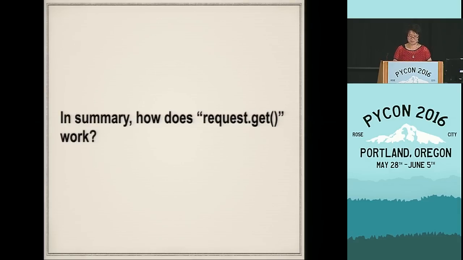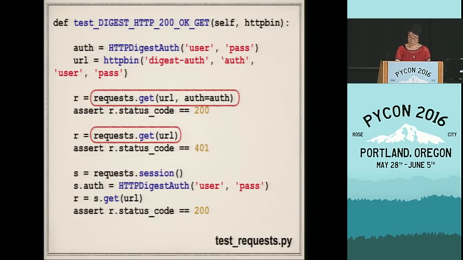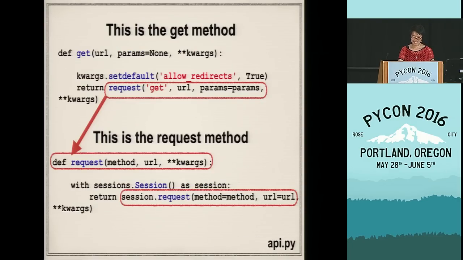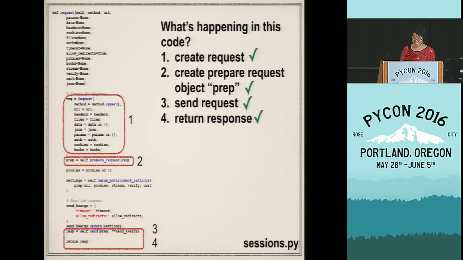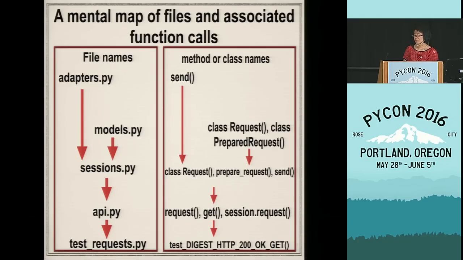All right, how did we get to this point to figure out how requests.get is implemented? We looked at a unit test. We looked at the get method. We looked at the request method. Then we looked at the sessions. And then we looked at the request method inside of the sessions, which is doing 4 different things here. And it might be a bit easier to look at a map of all the different files and the different methods and class names that are getting invoked to keep your mind straight on what's going on.